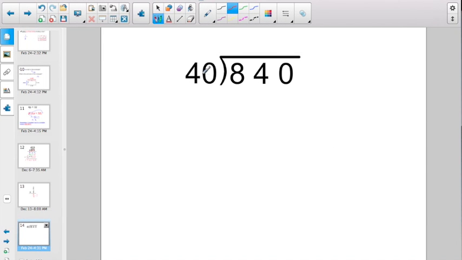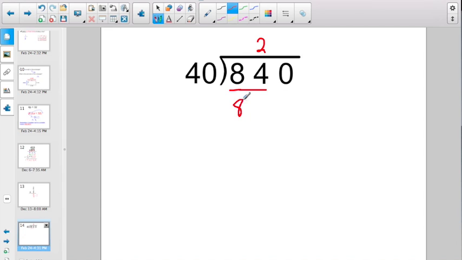Here we have one with double-digit divisors. I saw a couple people today making a mistake. They're trying to start off by dividing into 8. Is 40 gonna fit into 8? No way. You got to start dividing into 84 here, don't you? 40 times what gets you close to 84? That answer is going to be 2.